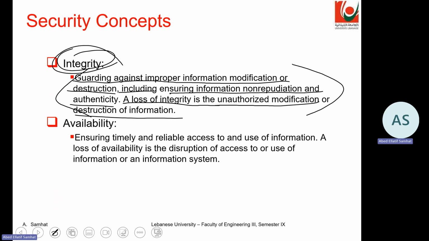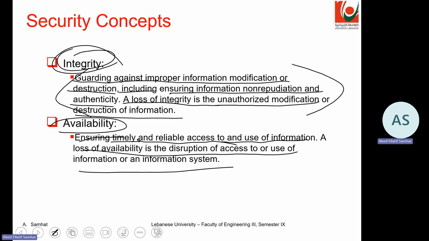As a third concept, which is availability, here it's very clear that we should ensure timely and reliable access to and use of information. So if you have any data and you store those data somewhere, those data should be available for your use. This means that if you cannot access your data, then this is a loss of availability. So a loss of availability is the disruption of access to or use of information or an information system.